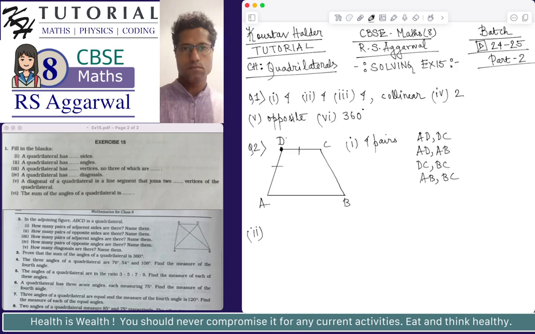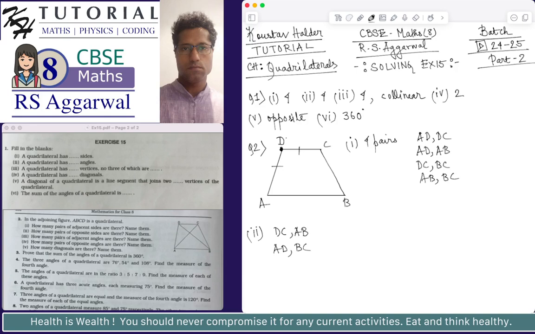For this quadrilateral ABCD, one pair of opposite sides is DC and AB, and the other pair of opposite sides is AD and BC. So what is a pair of opposite sides? A pair of opposite sides in a quadrilateral do not have any common endpoints. That is, two sides are said to be opposite if they do not have any common endpoints.